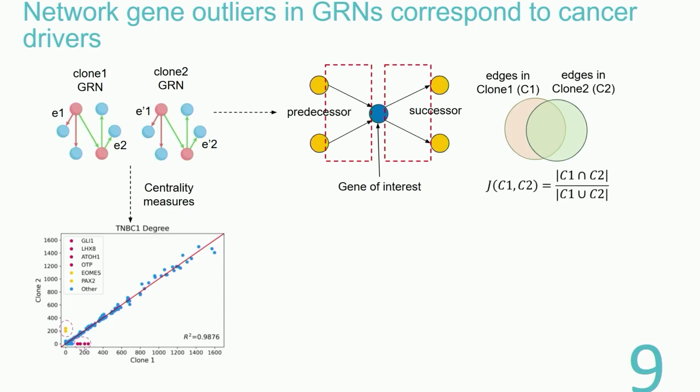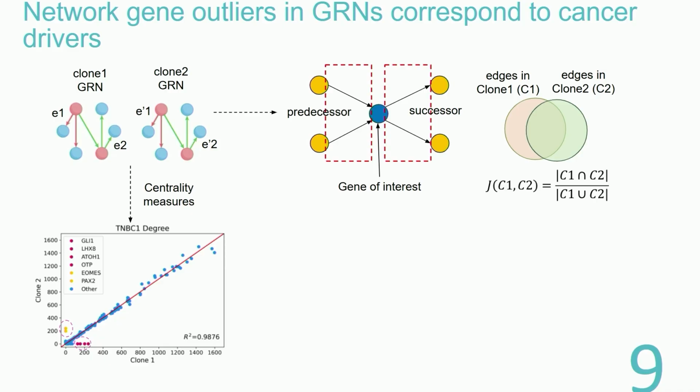And furthermore, we came up with this idea of looking at predecessor and successor Jaccard similarity. Now, what does that mean? Let's say that we have a gene of interest within the network. We have a set of predecessor edges and successor edges. We can compute a Jaccard similarity between 2 clones for a specific gene. It could either be Jaccard similarity on the basis of predecessor edges or successor edges.